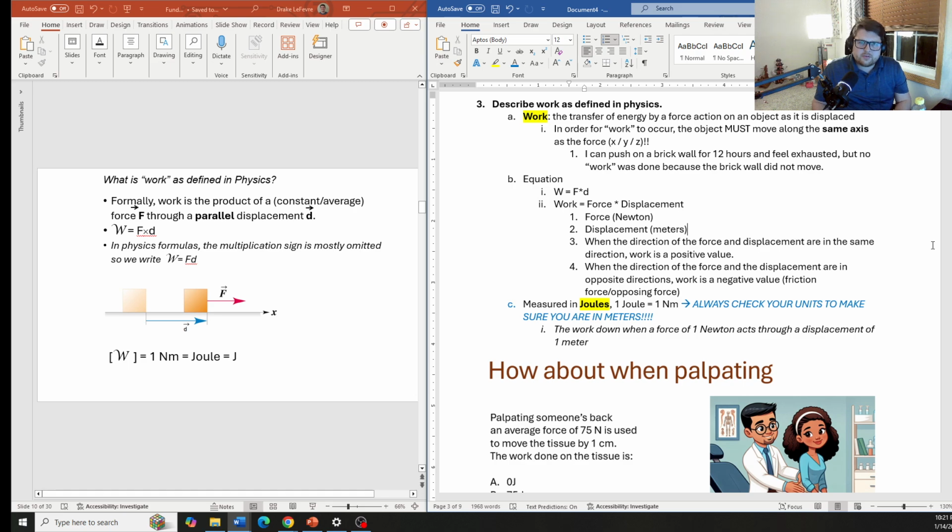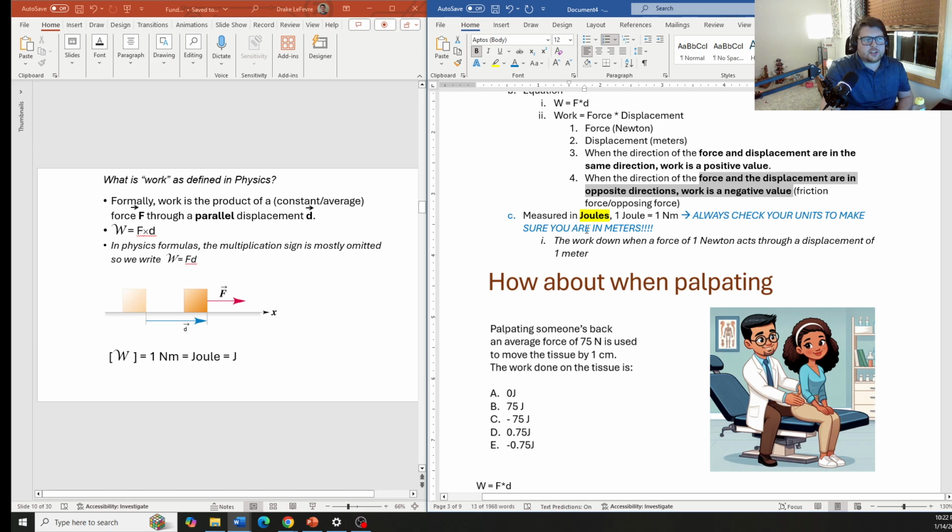If that's a little bit confusing, don't worry, it's okay. Just know what I have written here: when force and displacement are in the same direction, work is positive. When the force and displacement are in opposite directions, work is a negative value. That's what you're going to be tested on, mostly the general basic understanding, not as much the total concept. So don't worry too much if it's a little bit confusing.